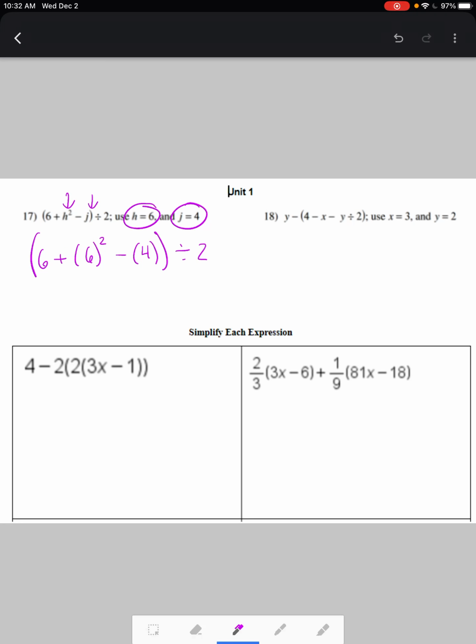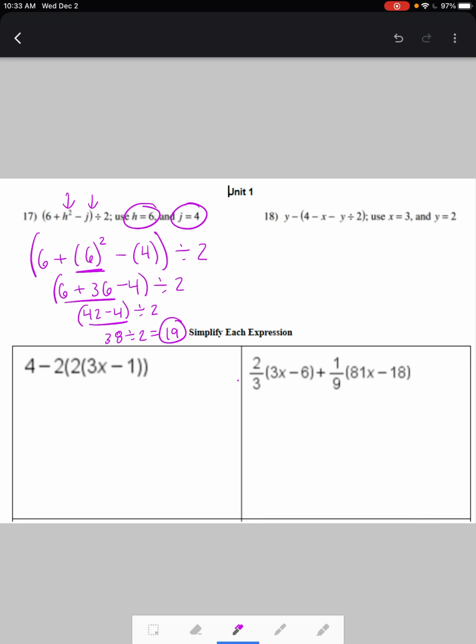So parentheses first. Specifically inside of these parentheses, we next see an exponent, so we're going to do 6 squared. So we'll have 6 plus 36 minus 4, all of that divided by 2. Again, still inside of the parentheses, we have addition and subtraction, so a little bit of choice here, looking at 42 minus 4. Again, still inside of our parentheses, all of that divided by 2. So we'll be left with 38 divided by 2, or a final answer of 19. So that's our job going through here.